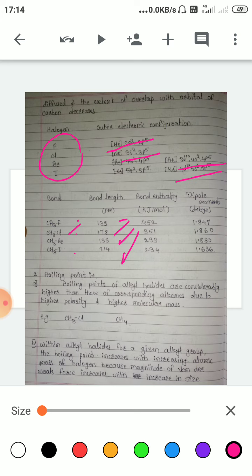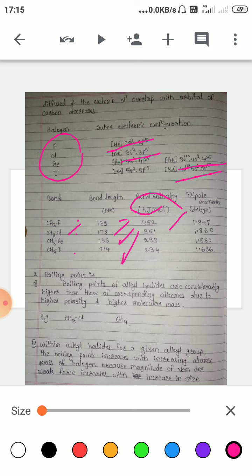Okay, now see, we have given the bond enthalpy. Now what is meant by bond enthalpy? Bond enthalpy means the energy required to break a particular bond, and that energy is nothing but the bond enthalpy. The unit for bond enthalpy is kilojoule per mole. For methyl fluoride, it is 452 kilojoule per mole. Now the stronger the bond, the more energy is needed to break it, so the bond enthalpy will be higher.